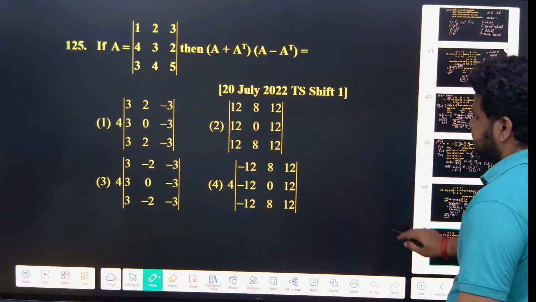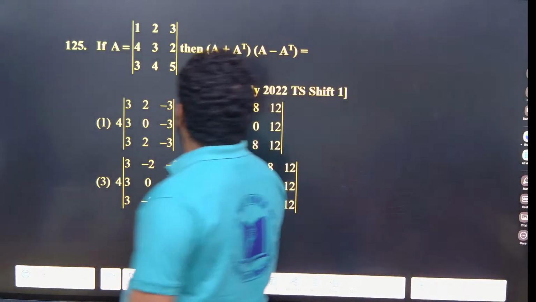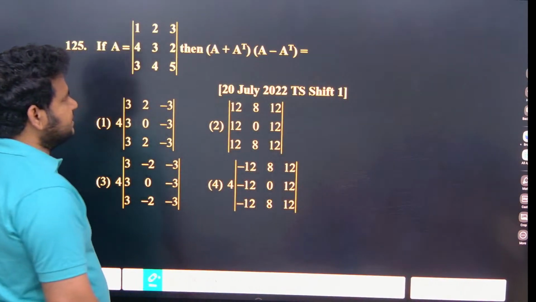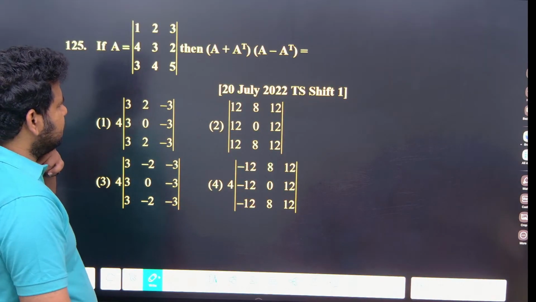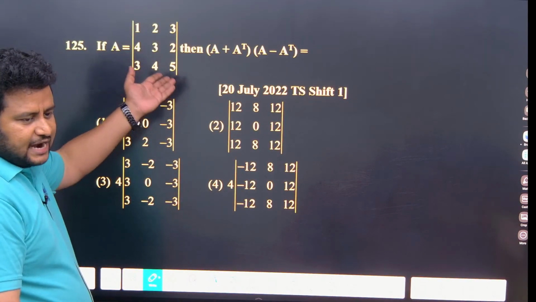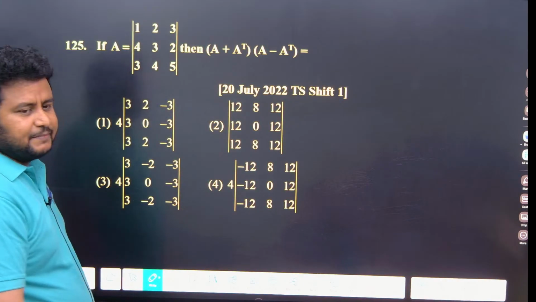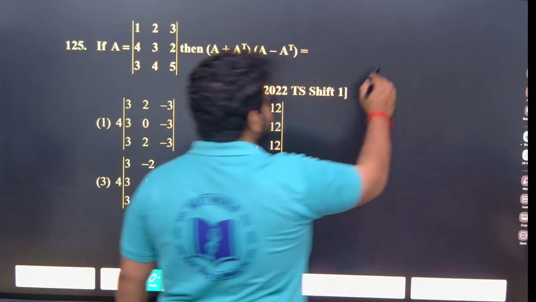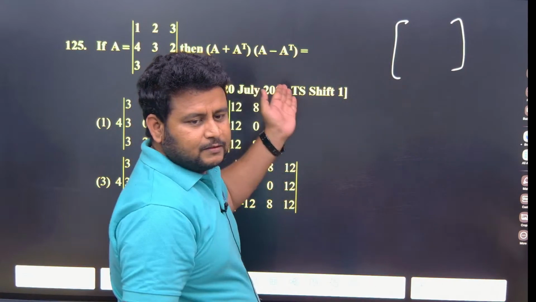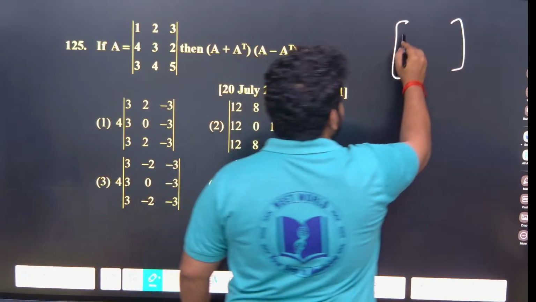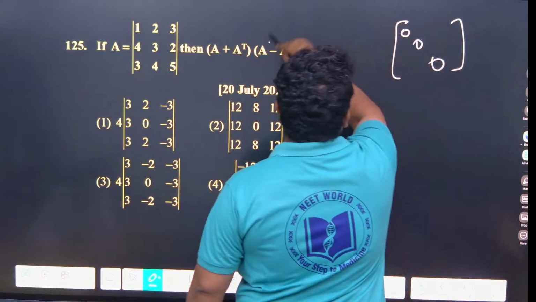Okay, this question is there. If A is given, then A plus A transpose, A minus A transpose. A plus A transpose means A is there, A transpose is there, you have to add them. A minus A transpose, how will you do it? I already told you, the diagonal elements will become 0. I am doing this, A minus A transpose.